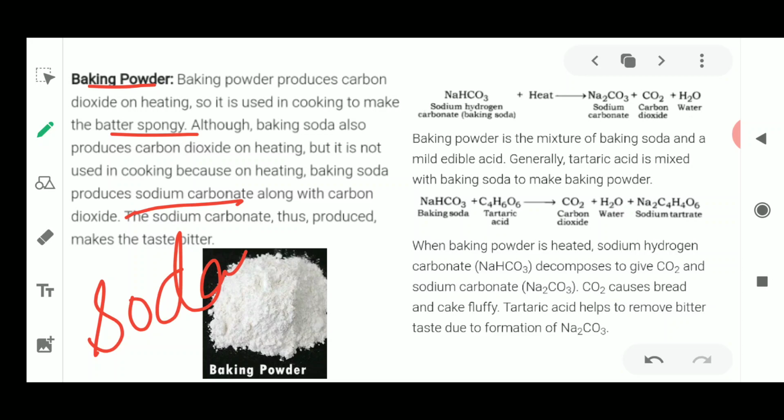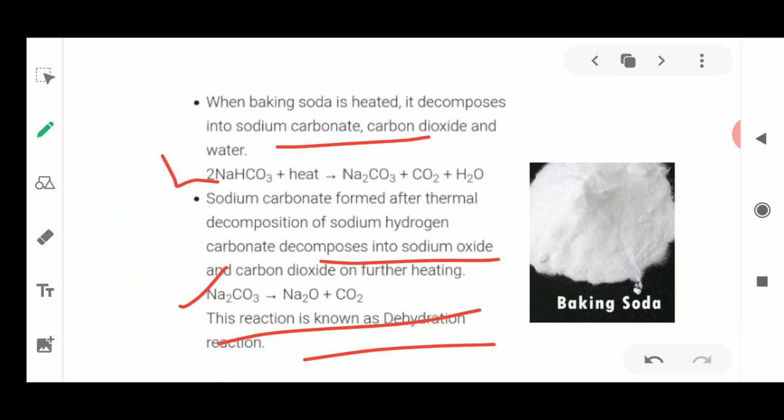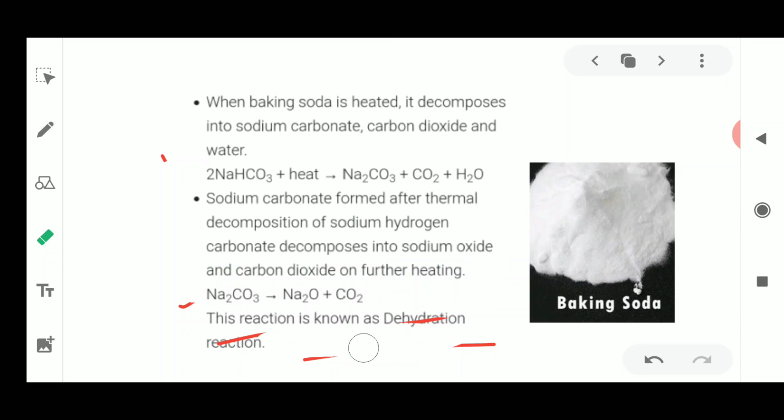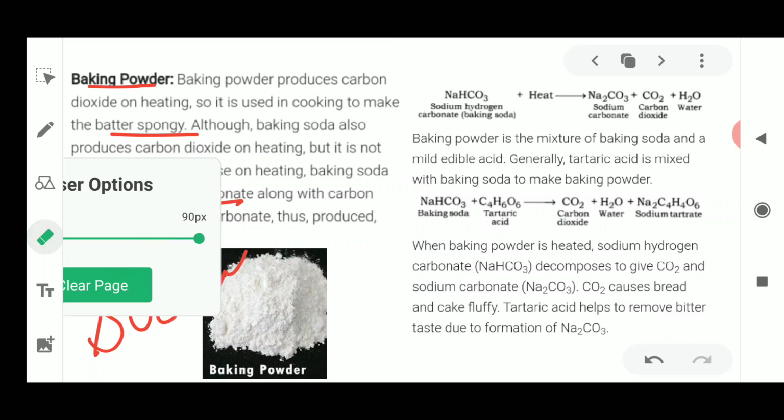Sodium carbonate is also used very much in the baking process. This baking soda is different from baking powder, as baking soda is sodium hydrogen carbonate, whereas baking powder is the anhydrous form, which is heated up. Now how it is formed: the sodium carbonate produces a taste and makes the taste bitter.